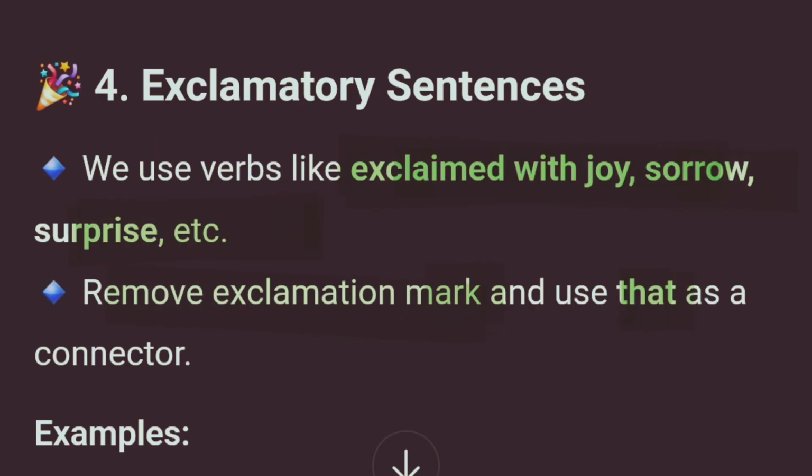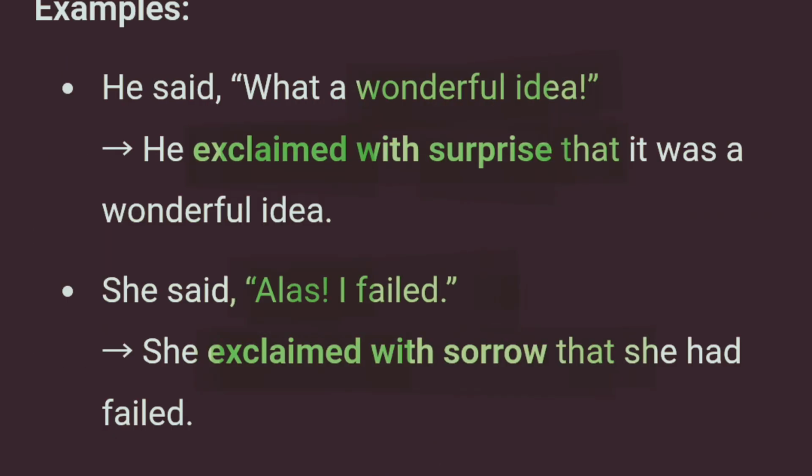Now let's see how to change exclamatory sentences. We use verbs like exclaimed with joy, sorrow, surprise, etc. Then remove exclamation mark and use that as a connector. Let's see some examples. Here two sentences given. In first sentence, we will feel surprise sound. And in second sentence, sorrow sound.